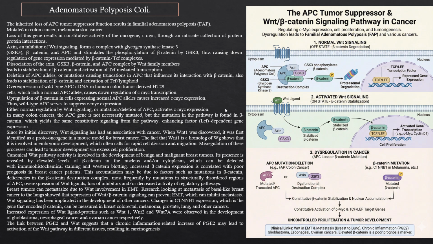So this slide explains how the APC tumor suppressor regulates the WNT/beta-catenin pathway and how its disruption leads to cancer. In the normal off state, beta-catenin is phosphorylated and continuously degraded. This is achieved through a destruction complex composed of APC, axin, and GSK3, where beta-catenin is phosphorylated and targeted for proteasomal degradation. As a result, beta-catenin cannot enter the nucleus, and the gene expression related to proliferation remains repressed.